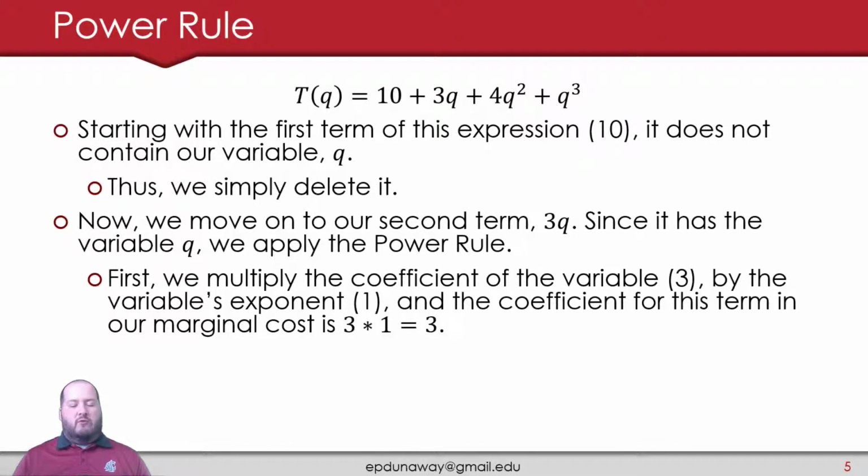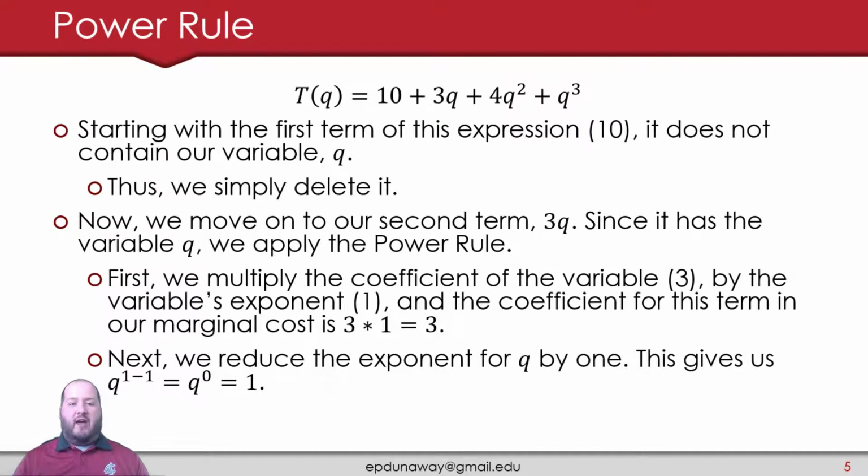So the new coefficient for our marginal cost, or our derivative in this case, is going to be 3 times 1, or just simply 3. Next, we're going to reduce the exponent for q by 1. So this was q to the first power, and we're going to subtract 1 for that. That gives us q to the 0th power.